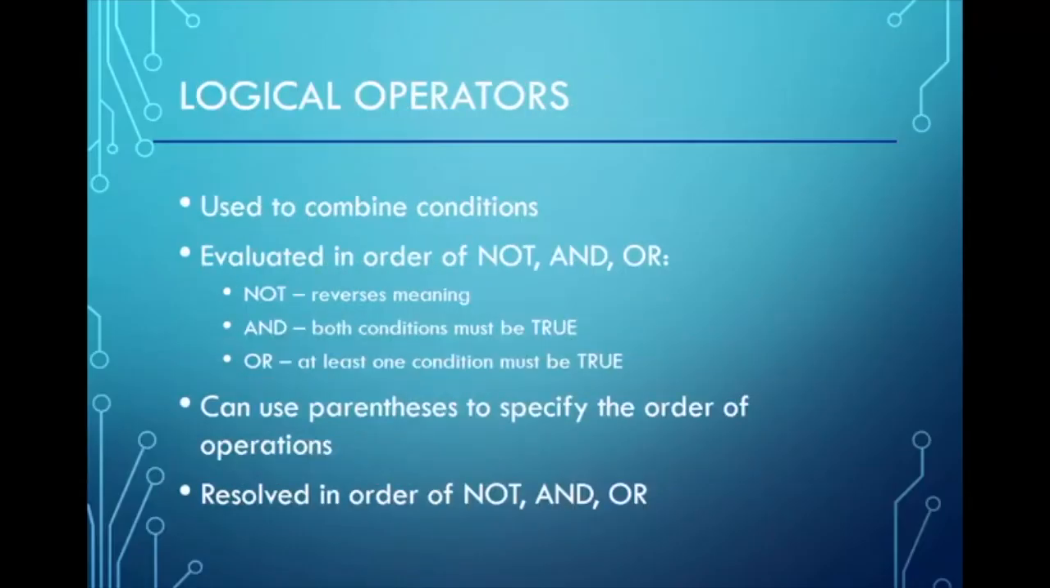So this is all well and good, but what if we want multiple conditions together? We can do that too. We can use logical operators to combine conditions. So we have the not operator, which reverses the meaning. We have the and operator, which forces both conditions to be true. And we have the or operator, which forces at least one condition to be true. The order that these are evaluated is not, then and, then or.